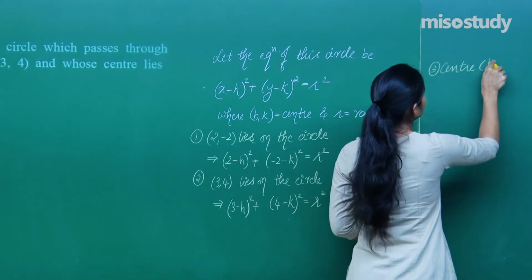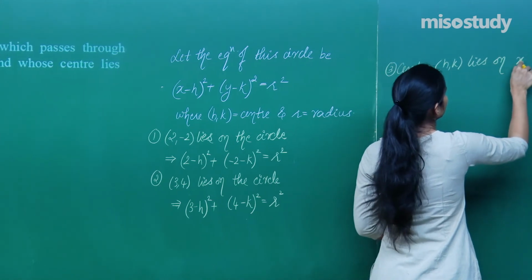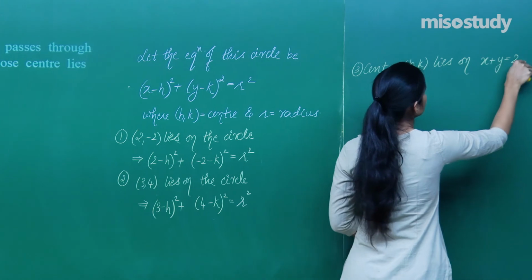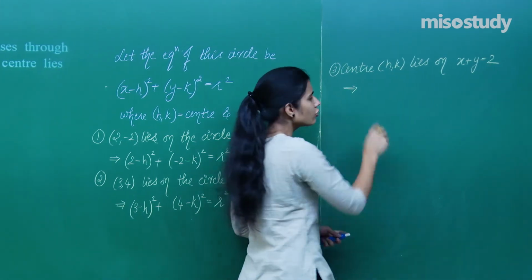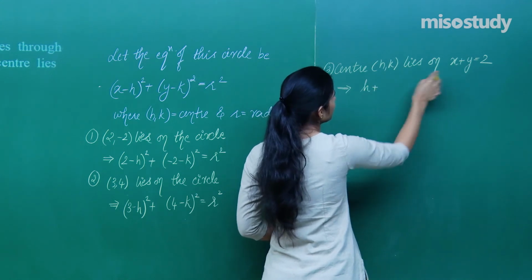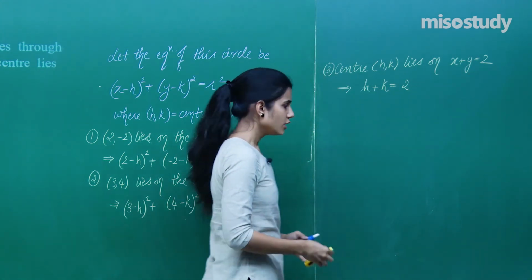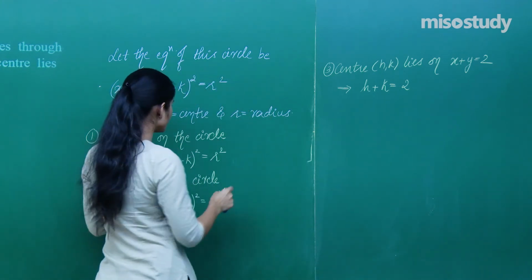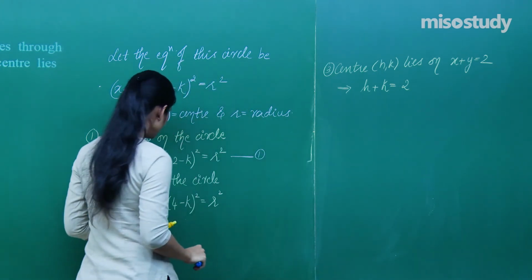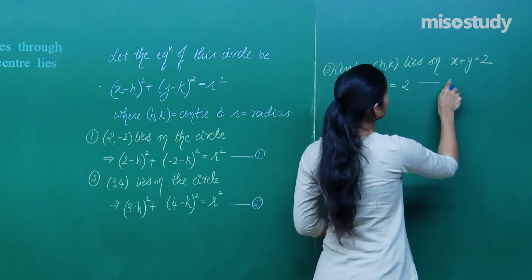Center (h, k) lies on the line x plus y equals 2. So its coordinates satisfy the equation of this line. In place of x, put the x coordinate, in place of y, put the y coordinate, and this is equal to 2. So you have one equation in h, k and r, another equation in h, k and r, and the third equation is in h and k.